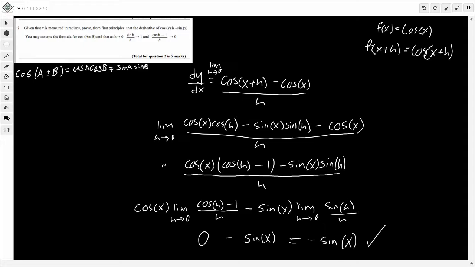And there we have it. We have proved that the derivative of cos x is minus sine x using first principles. So there we have it. QED.